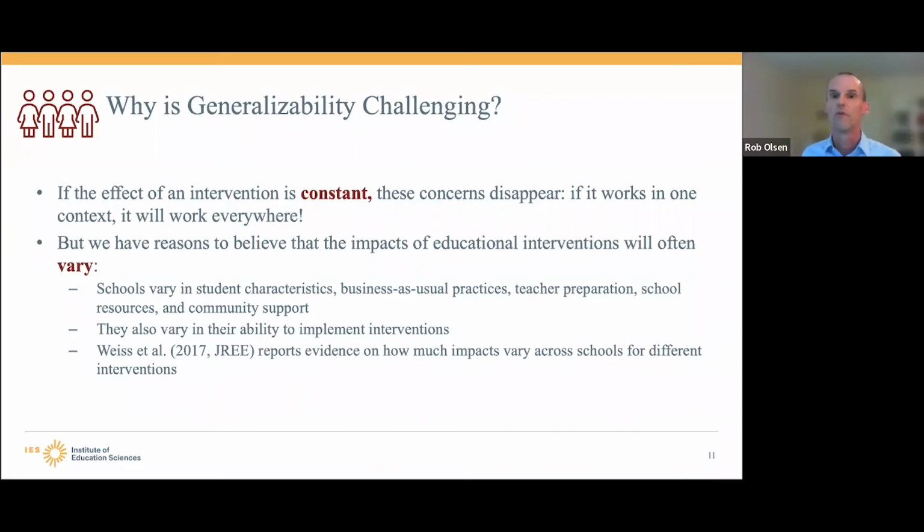It may also be attributable to variation in business as usual or baseline educational practices, or the counterfactual to which the intervention is being compared, since the impact always depends on the counterfactual that's being compared. And third, the implementation of the intervention, how well it's implemented, how exactly is it implemented. Schools' abilities to implement interventions well may depend on factors we're all familiar with, including how well teachers are prepared to implement the intervention, school resources, and the amount of community support for the intervention.